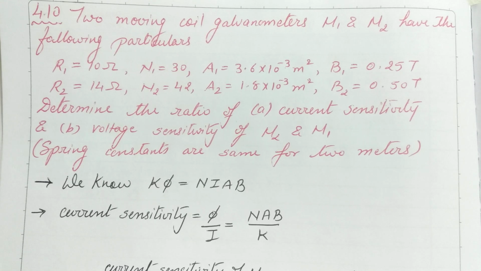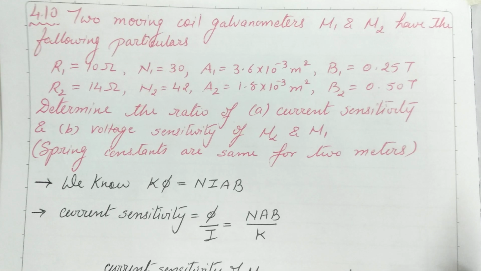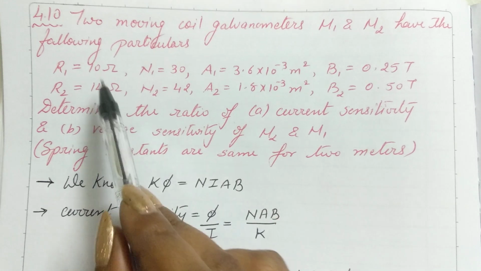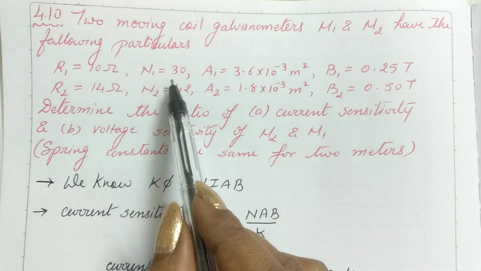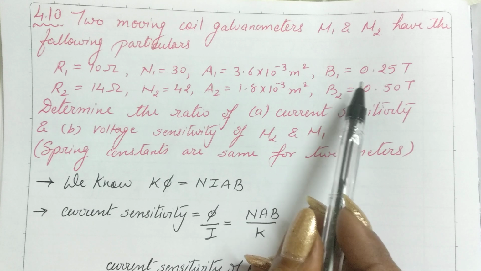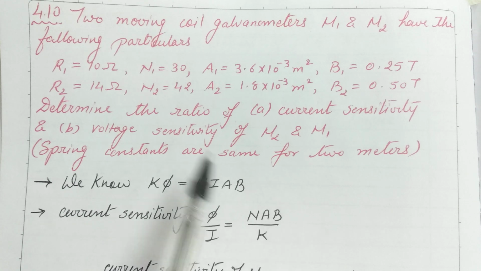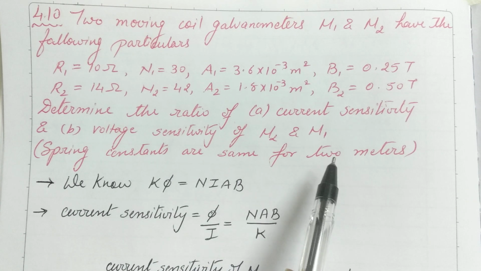Okay students, so in this question we have two moving coil galvanometers named M1 and M2, and the resistance, number of turns in the coil, area and magnetic field of both the galvanometers are given to us. They are telling us that the spring constants are the same for both the galvanometers. We have to determine the ratio of current sensitivity and voltage sensitivity for both the meters.